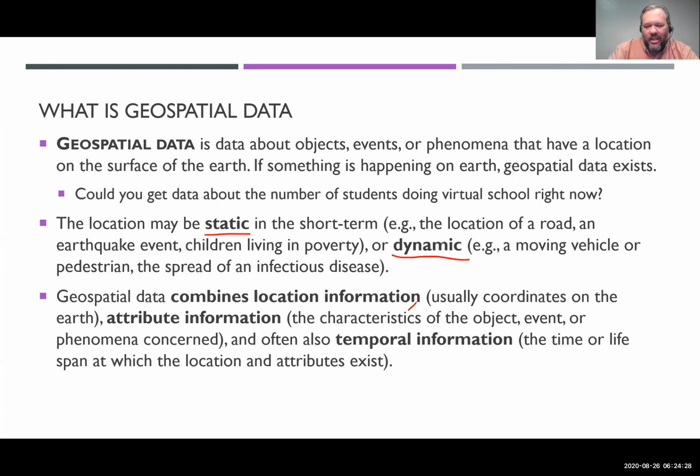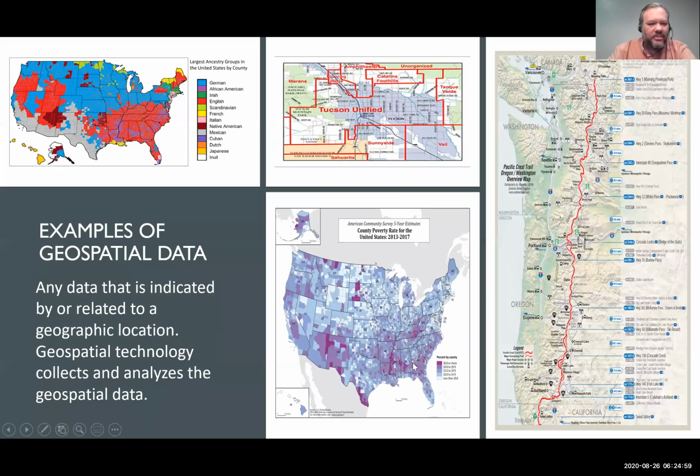Alrighty, and so geospatial data combines a few things. It combines your location. It combines attribute information, so what are the characteristics of the thing that you're measuring? And it could have temporal information, the time or the lifespan that something exists. Thinking about something like COVID, that would be temporal data. When does it show up and when does it leave? Things like that.